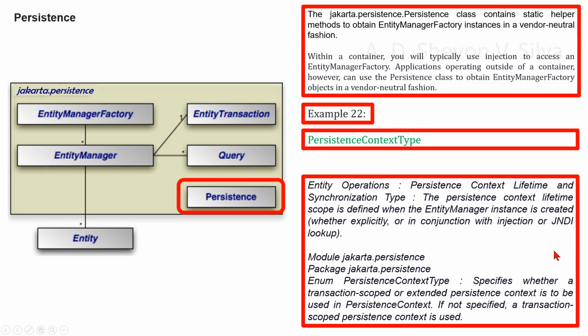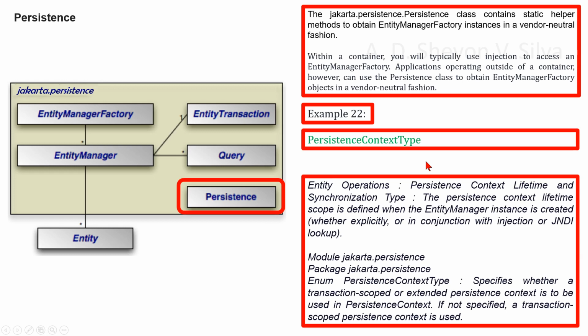Now we are considering persistence context lifetime and synchronization type in entity operations. The persistence context lifetime scope is defined when the entity manager instance is created, whether explicitly or in conjunction with injection or JNDI lookup. Enum PersistenceContextType in package jakarta.persistence in module jakarta.persistence specifies whether a transaction-scoped or extended persistence context is to be used. If not specified, the transaction-scoped persistence context is used.